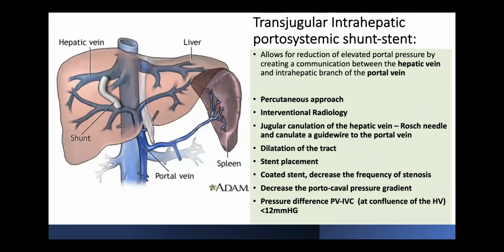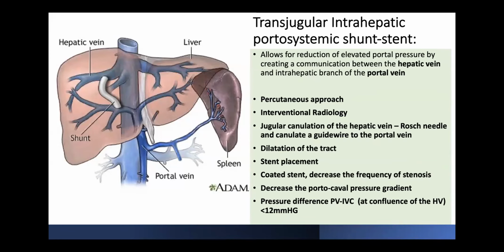So what is a transjugular intrahepatic portosystemic shunt, or stent? Basically, TIPS allows for a reduction of an elevated portal pressure. It creates a communication between your hepatic vein and an intrahepatic branch of your portal vein. Interventional radiologists do this procedure with a percutaneous approach, jugular cannulation of the hepatic vein, and a guide wire is passed through. The tract is then dilated and a stent is placed.